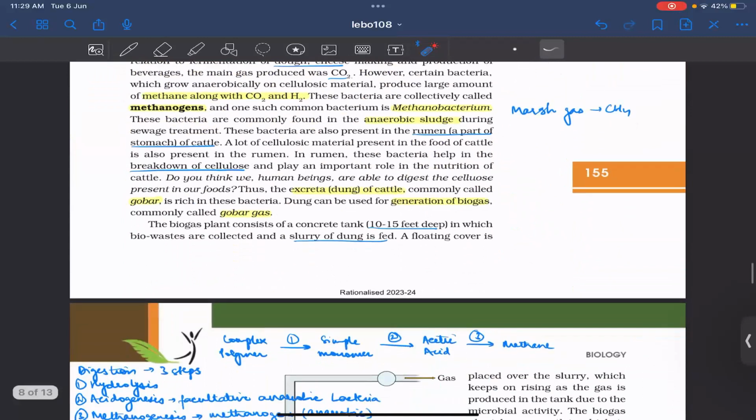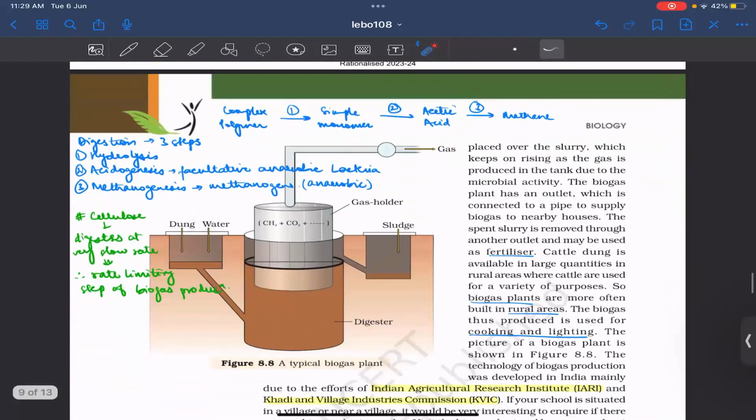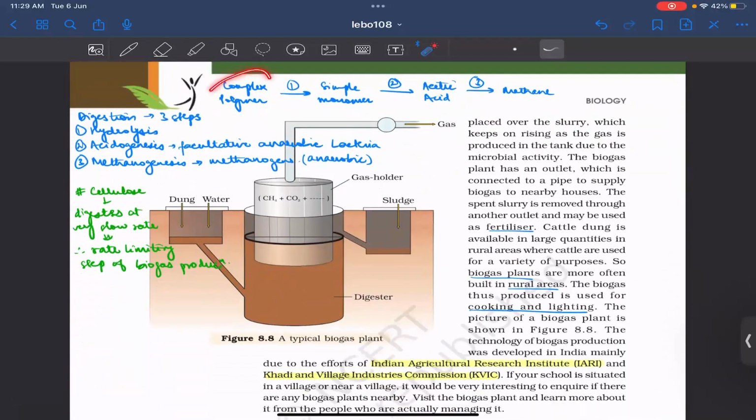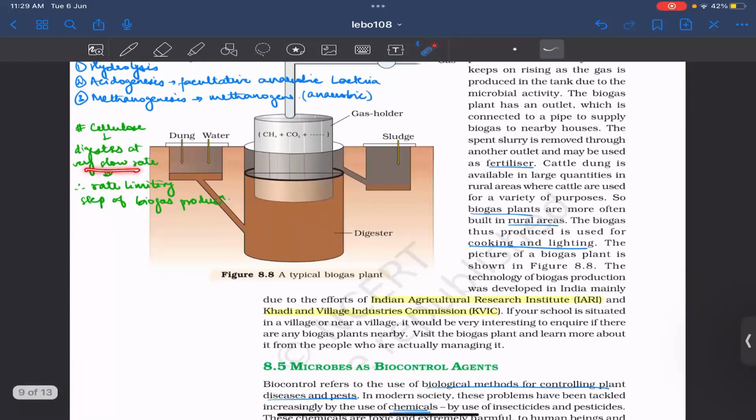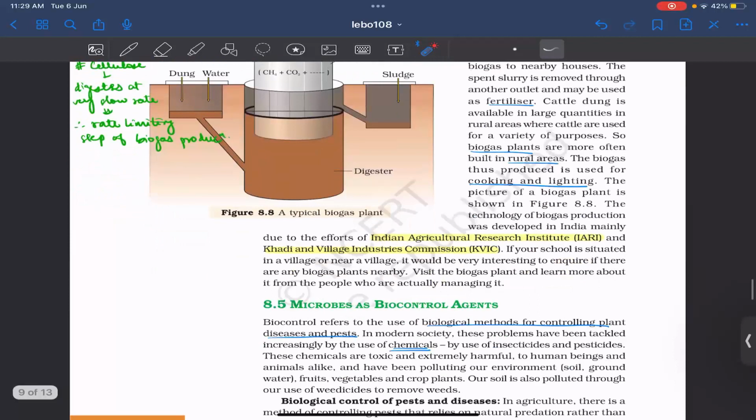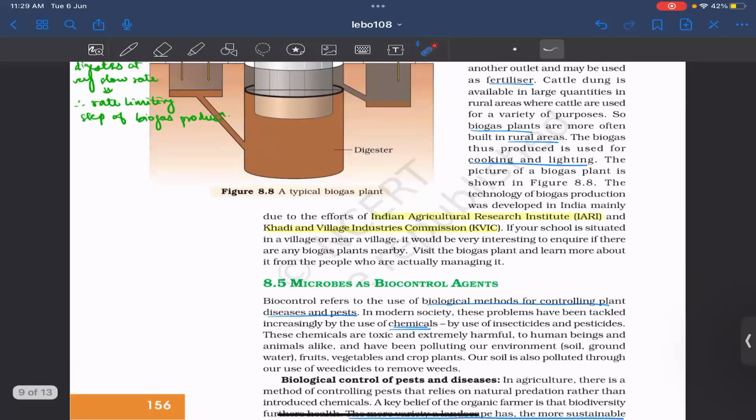Now next we have the steps of biogas production. First is hydrolysis. Complex polymers are changed to simple monomers through hydrolysis, then to acetic acid through acidogenesis, and then to methane through methanogenesis. Now, breakdown of cellulose is a very slow step. Therefore, it is called the rate limiting step of biogas production. Next, biogas production was increased in India through the Indian Agricultural Research Institute and Khadi and Village Industry Commission.